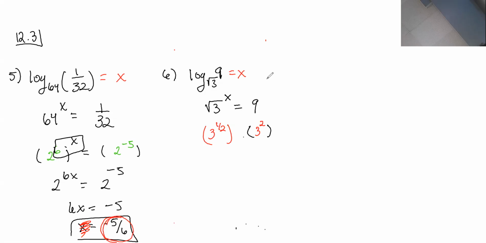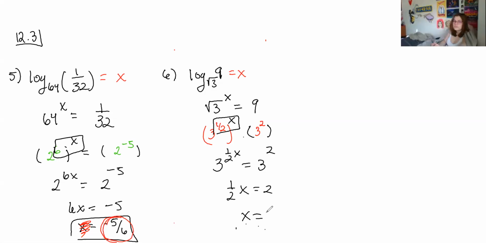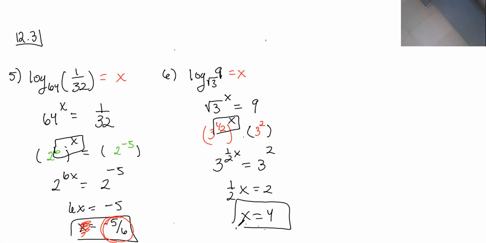And it's still being raised to the x. And a power to a power you multiply. So 3 to the 1/2 x equals 3 squared. Drop your bases. 1/2 x equals 2. Multiply, what does x equal? 4. X equals 4. Good. Any questions?